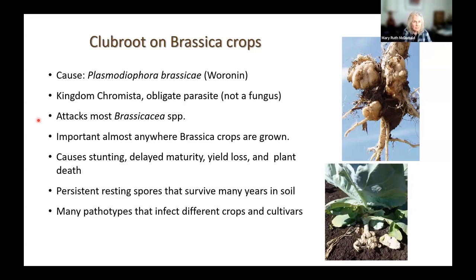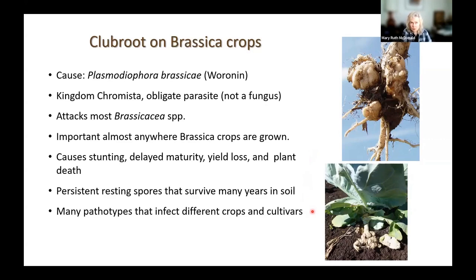It attacks most plants in the family Brassicaceae, and it has spread around the world, so it's a problem most places where brassicas are grown. It causes this growth on the roots, which results in poor uptake of water and nutrients, so plants are stunted. They wilt when it's hot and dry, and it can lead to plant death when the disease is serious. One of the problems is that it produces resting spores that survive in the soil for a long time. And there are a lot of different strains or pathotypes of this organism.